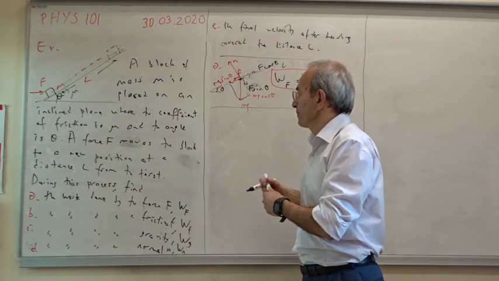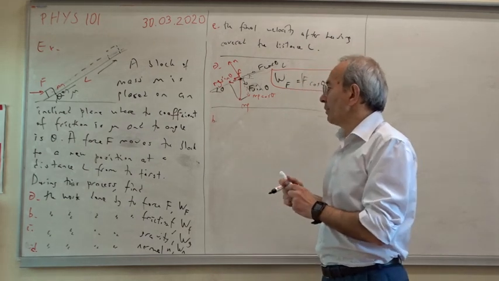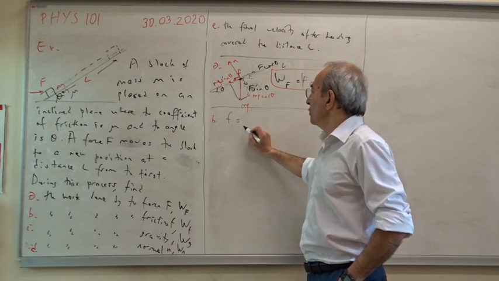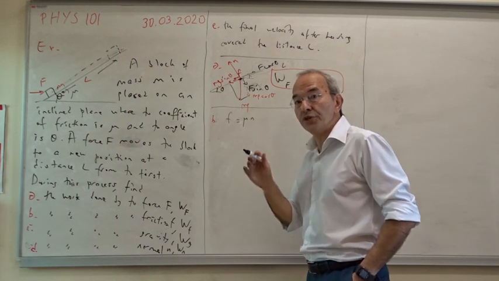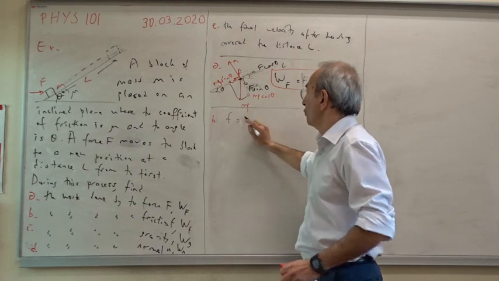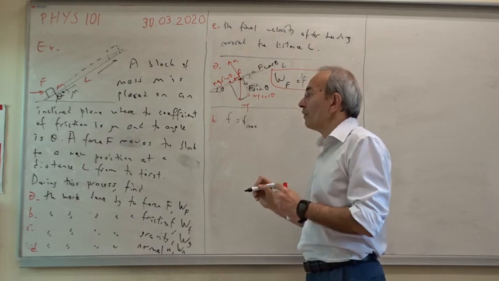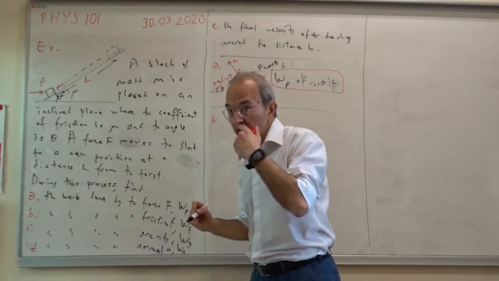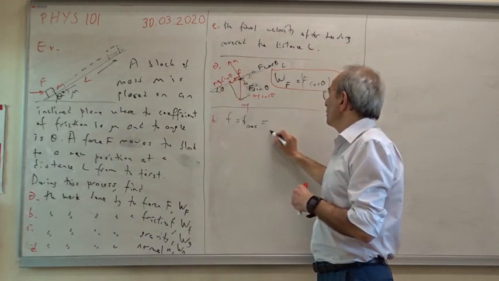Part B. Work done by friction. But what is friction? First of all, friction is mu times n. Friction takes its maximum value. We are sure about it because the object is moving. Otherwise it will not move. F max is equal to mu times n.